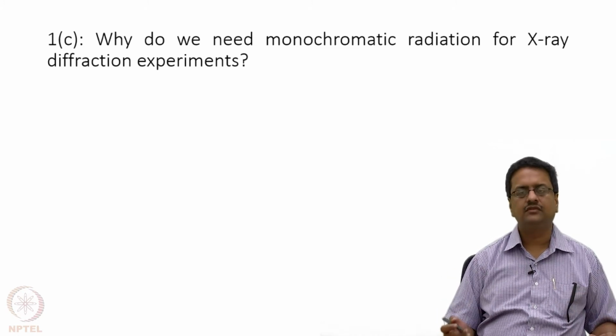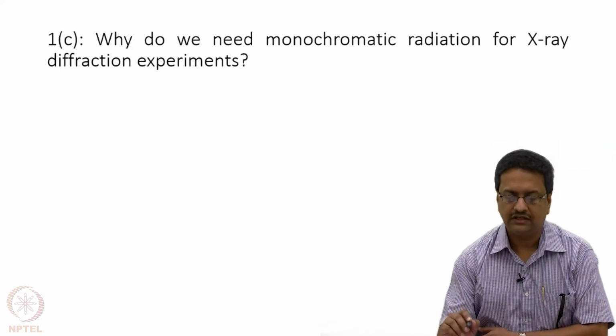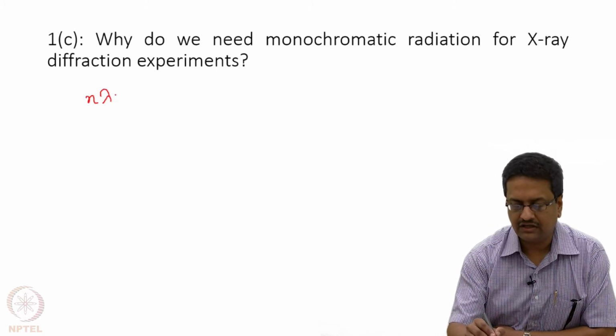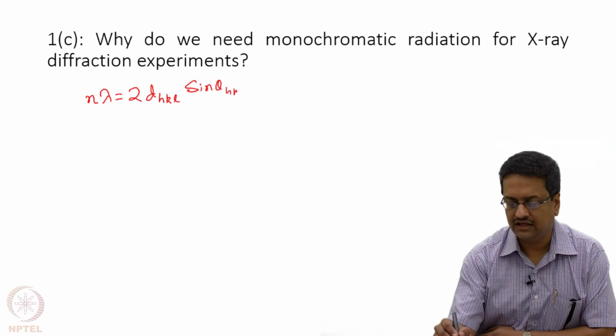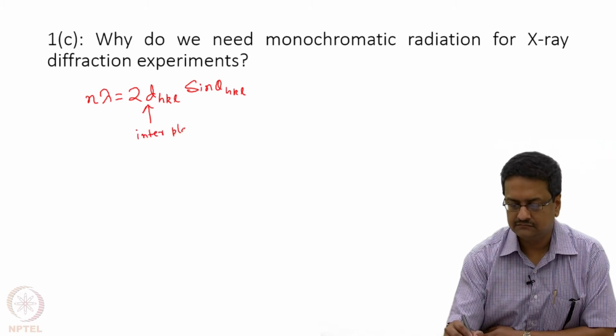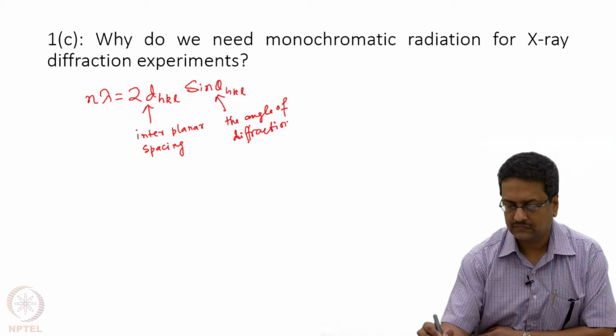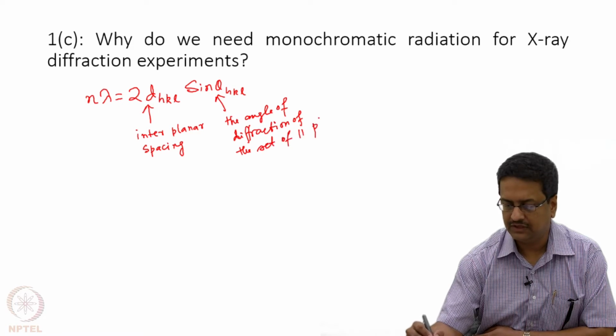So, the next obvious question is, why do we need monochromatic radiation for an X-ray diffraction experiment? Because in X-ray diffraction, as we have already discussed, we use Bragg's law, which states n lambda equal to 2 d hkl sin theta hkl, where d is the interplanar spacing and theta hkl is the angle of diffraction of the set of parallel planes.